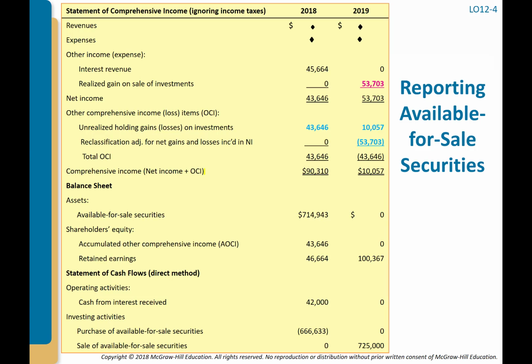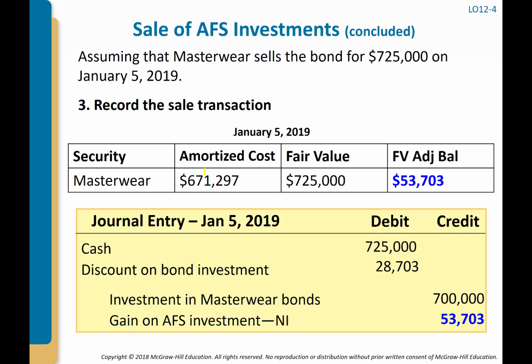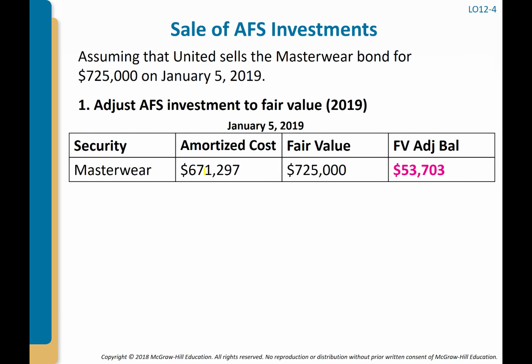43,646. Is that how this amount got here? 43,646. My retained earnings is how much? 46,664. Where the heck are they getting these numbers from? I have no idea where they got 46,664. Anybody seen that? I don't even remember what the number was now. Whoever was doing this was smoking crack, I guess. I don't know what the heck.